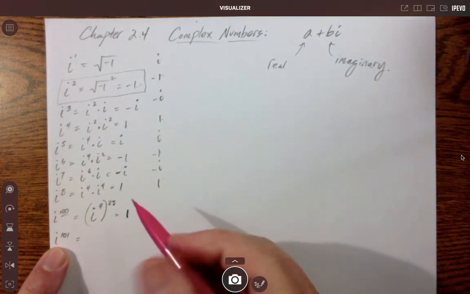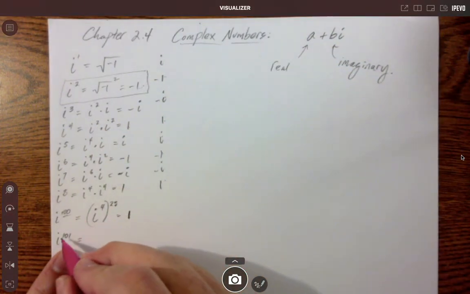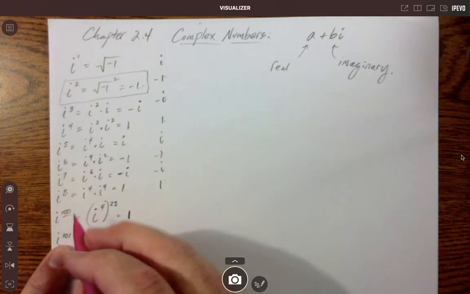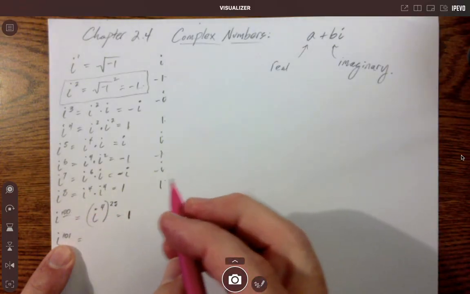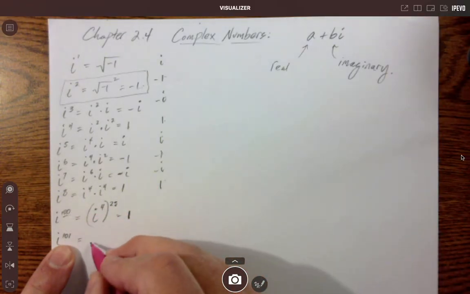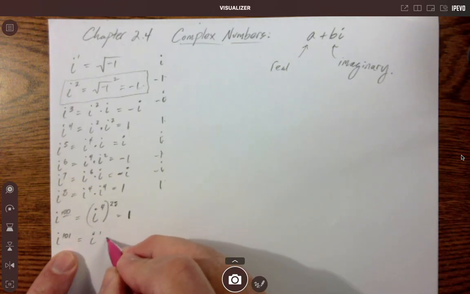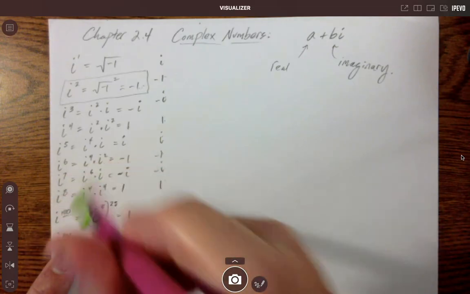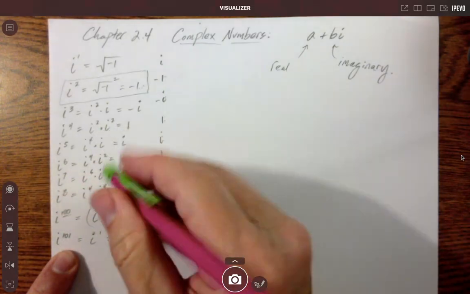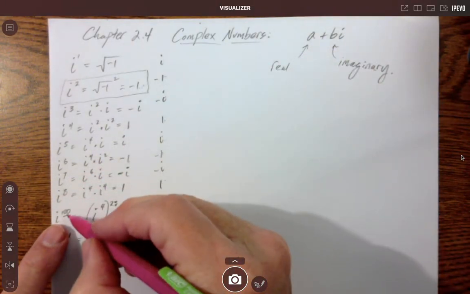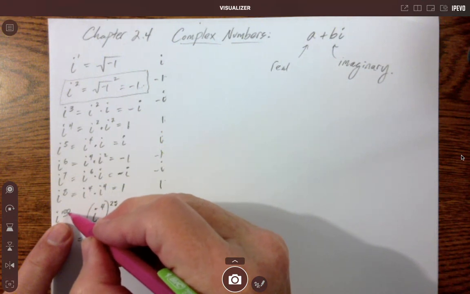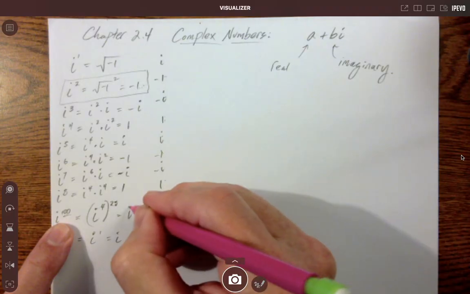So if I divide 4 into 101, I get a remainder of 1. So I could just say it's the same as i to the 1, which is i. Just like on this one, 4 goes into this evenly, the remainder is 0, so I could say this is i to the 0.